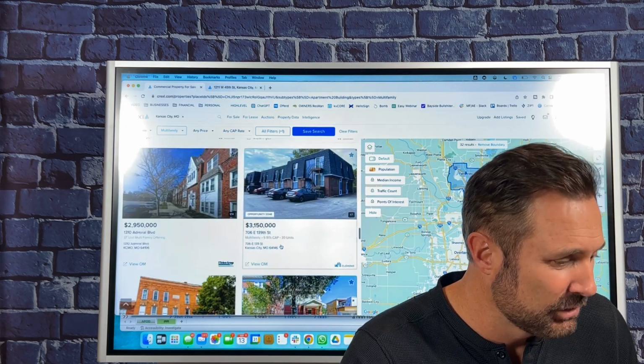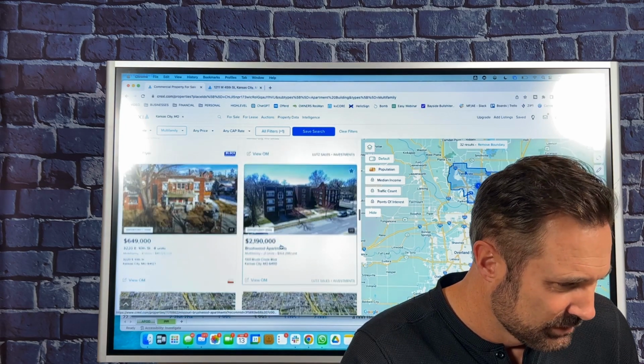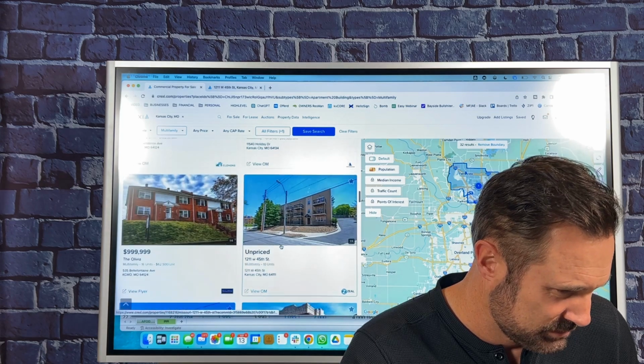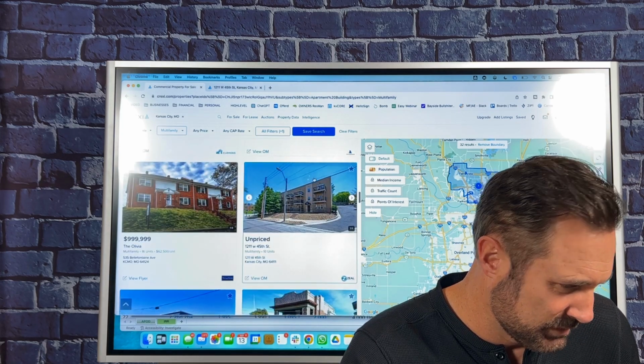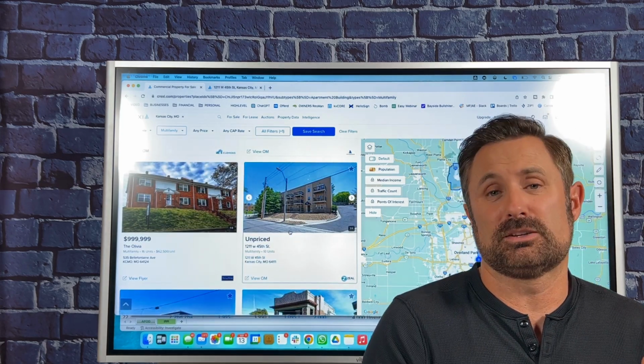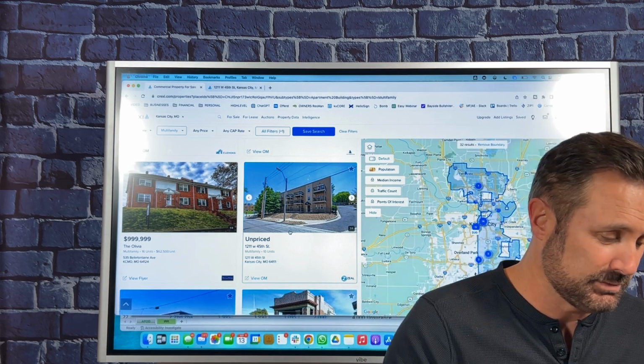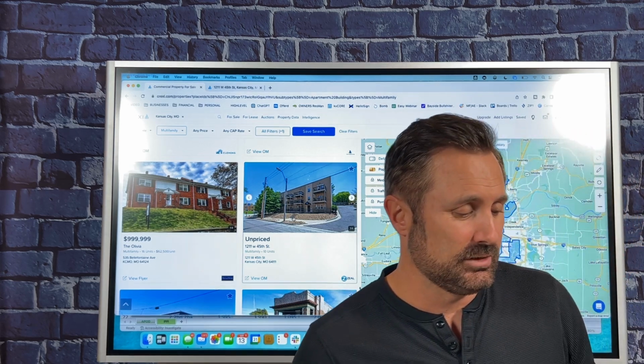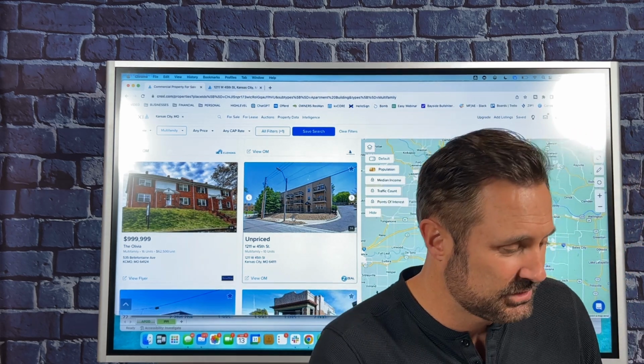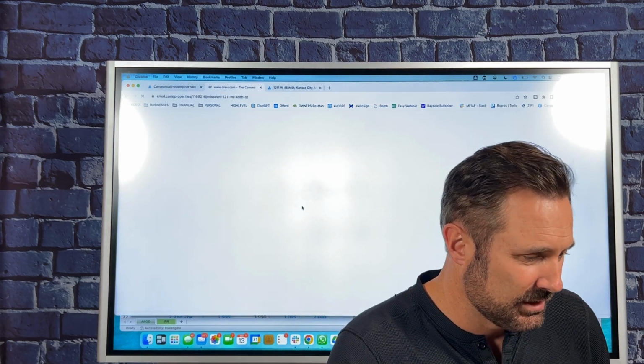I actually did pre-look at it, so I'm going to show you the deal. This is actually one I was like, okay, it's unpriced. So they don't even have a price on it. So this is what I was telling you earlier. Sometimes they have a price on it. Sometimes it's unpriced, which means, hey, give us an offer. Let's see what happens. So you're going to go ahead and click on it.